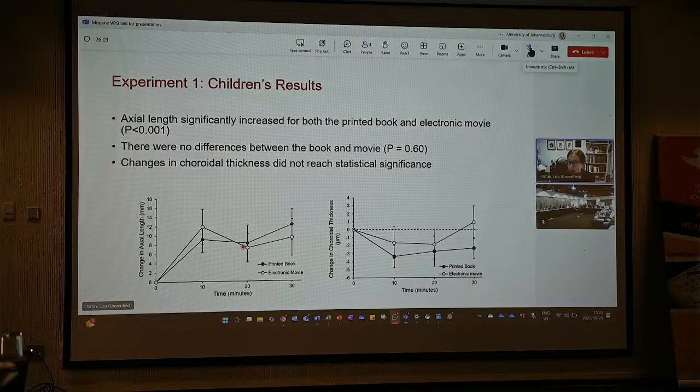So what we found from this is that the axial length did increase, and it did not appear to be different whether they were reading on a book or on a backlit electronic device. And I should mention, for all of these studies, our participants are reading at a 20 centimeter distance, so a 5 diopter demand.